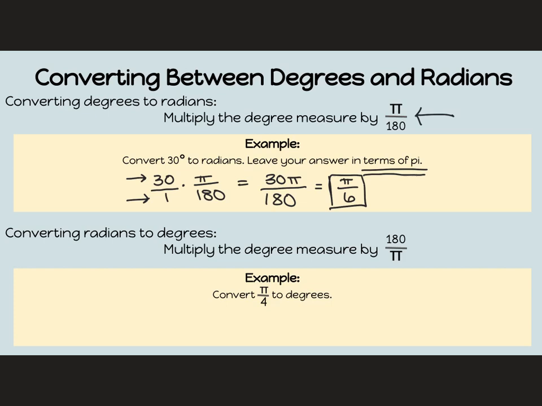Going the opposite direction, if you're going to convert radians to degrees, you multiply the radian measure. Sorry, that should say the radian measure. Let me cross that off. By 180 over pi. So this time, pi over 4 times 180 over pi. You can just cancel your pi's out. You get 180 divided by 4. And if I type that into a calculator, it's 45 degrees.